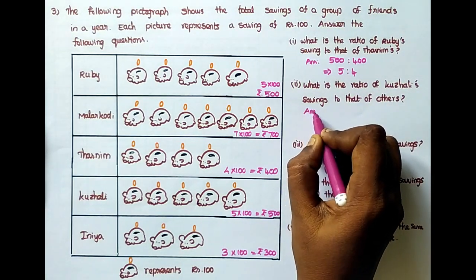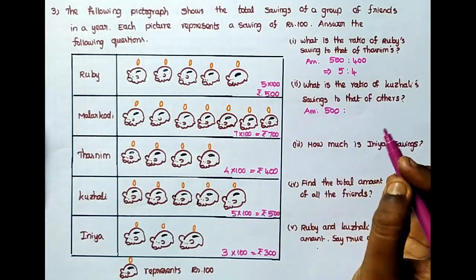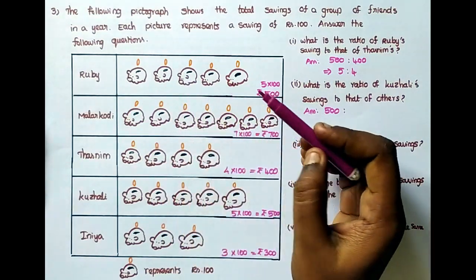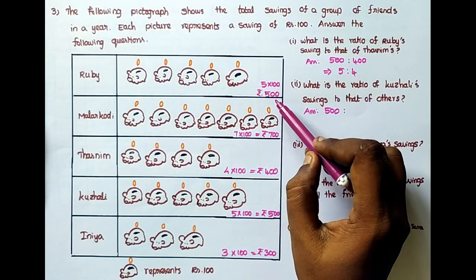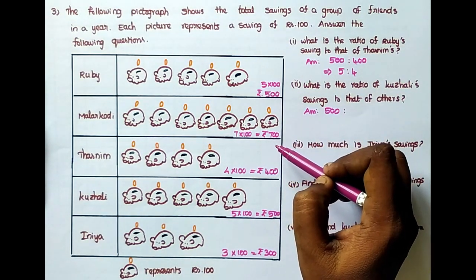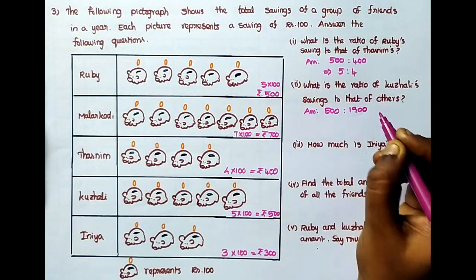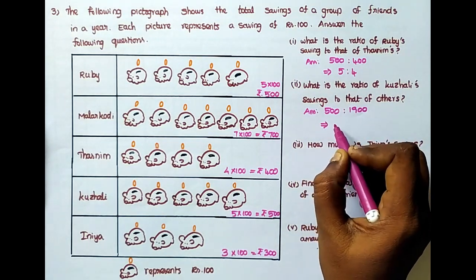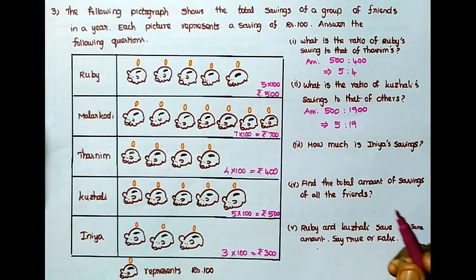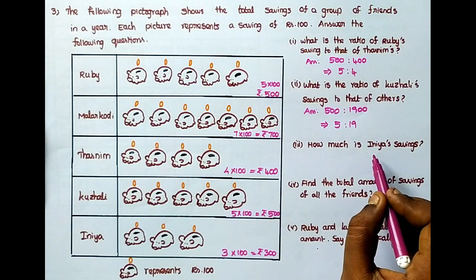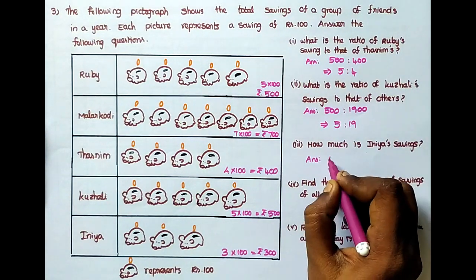Next one, what is the ratio of Kudali's savings to others? Kudali's savings is 500 is to others, which means adding the other savings: 500 plus 700 is 1200, plus 400 is 1600, plus 300 is 1900. Cancelling by 100, 5:19 is the answer. Next one, how much is Enia's savings? Enia's savings is ₹300.